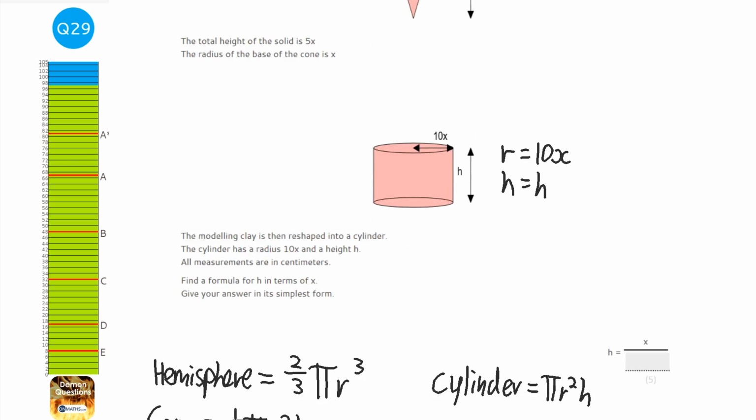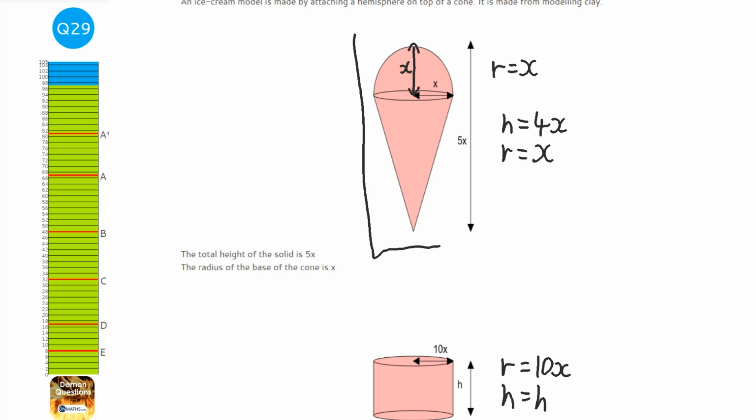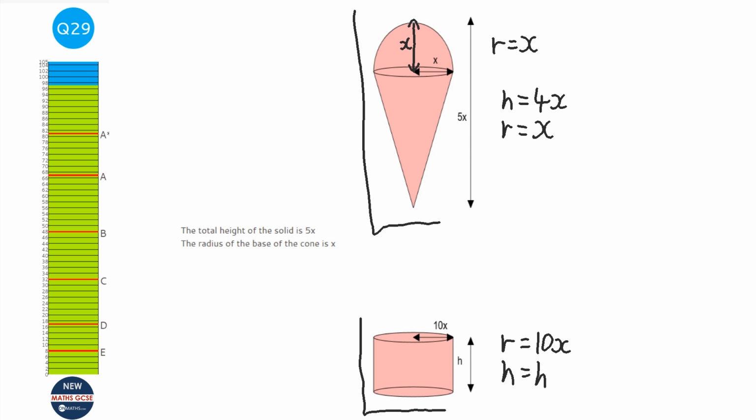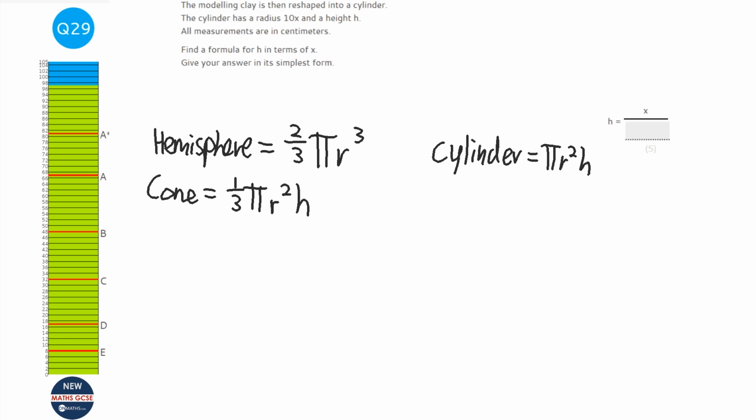Okay, now let's have a look at what this question's saying. It's saying that this thing here is going to be melted down and is going to be used to create this. So that's just saying that the volumes are going to be the same. So if I add the volume of the hemisphere to the volume of the cone, it should equal the volume of the cylinder.